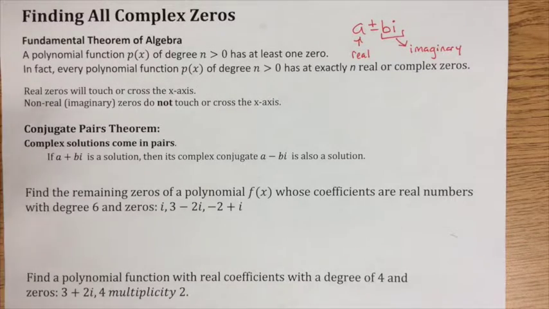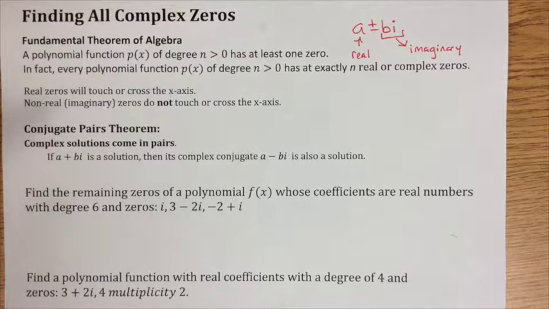So we've got a couple things I want to go over before we do some examples. Remember that real zeros are the only zeros that will touch the x-axis. So anything with an imaginary component will not cross or touch the x-axis and will not create an x-intercept. Complex solutions always come in pairs.